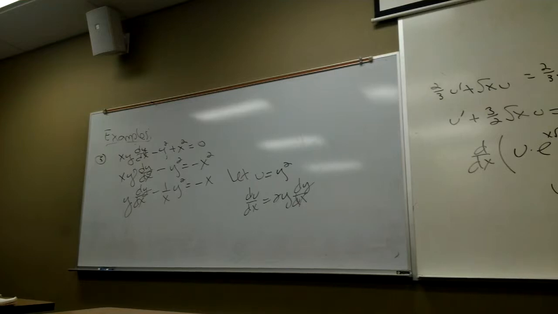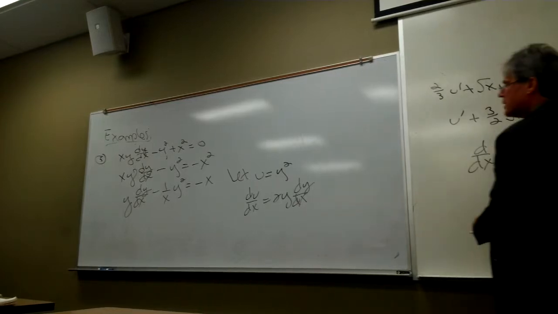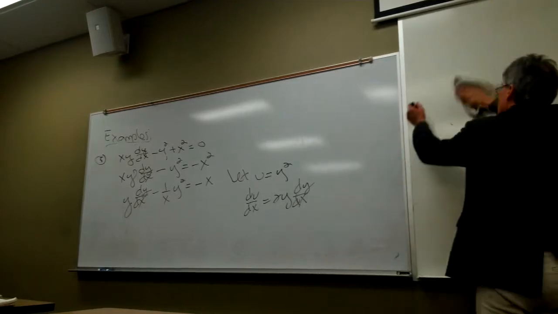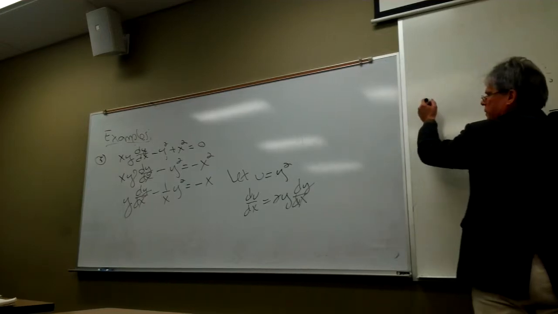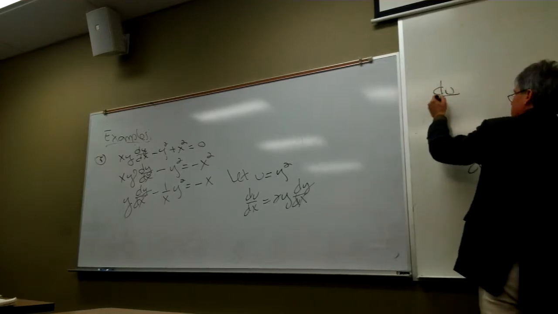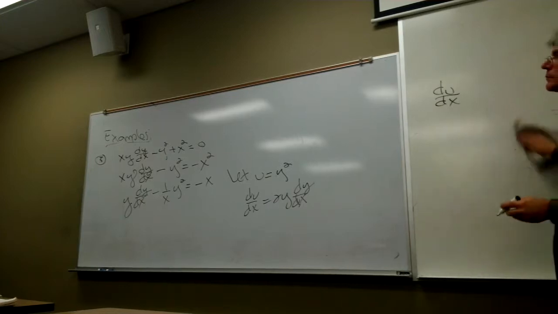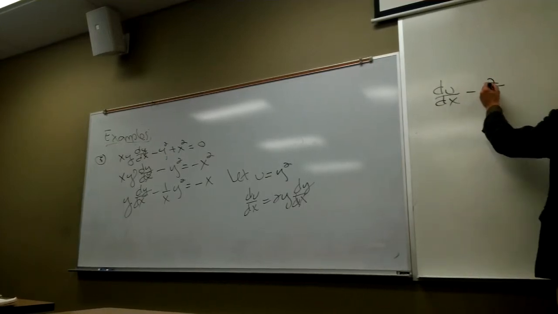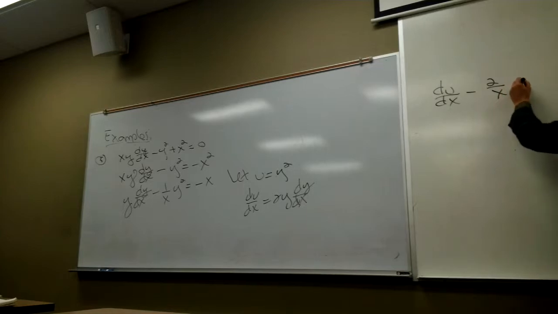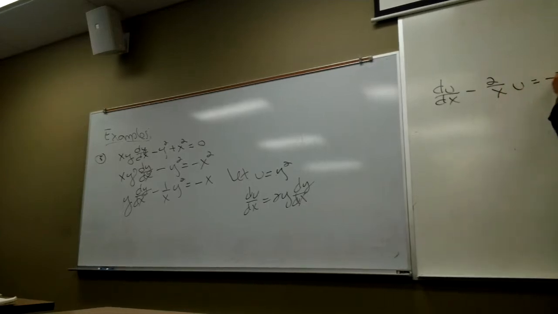And everybody committing to the substitution. Does that give me a u? I misspoke, sorry. I meant to say du dx. Is it a minus 2 over x times u being equal to a negative 2x?